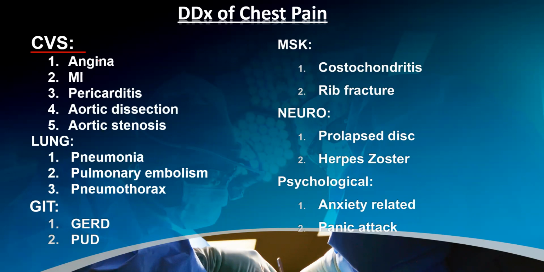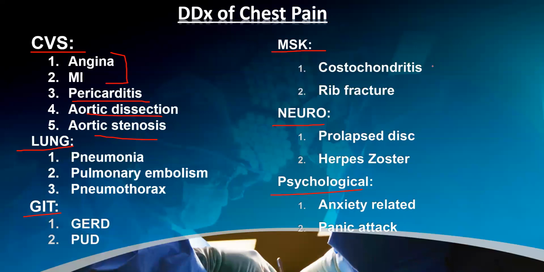So what are the differential diagnoses of chest pain? Always remember CVS, obviously your main cause, then it could be respiratory related, GIT related, musculoskeletal, neurological, and psychological. For CVS related causes, angina, MI, or any of the ischemic heart disease is your most important thing to rule out, followed by pericarditis, aortic dissection, and aortic stenosis. In the respiratory system, pneumonia, pneumothorax, and pulmonary embolism are the main causes of acute chest pain. In GIT, reflux or peptic ulcer disease is a cause.